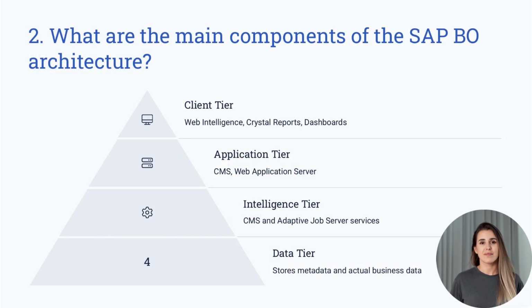2. What are the main components of the SAP BO architecture? The main components include the client tier, like Web Intelligence, Crystal Reports, Application tier, Central Management Server, Web Application Server, and the Intelligence tier, where services like CMS and Adaptive Job Server reside, along with the Data tier, which stores metadata and actual data.